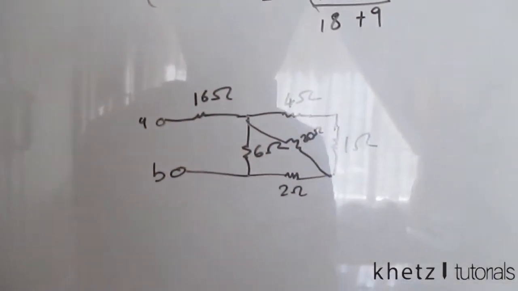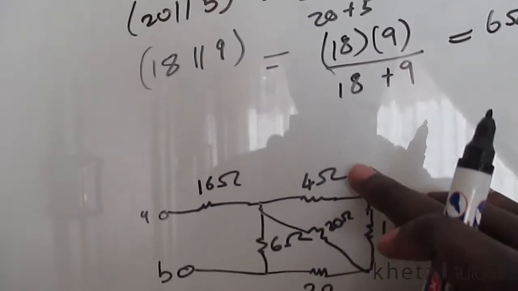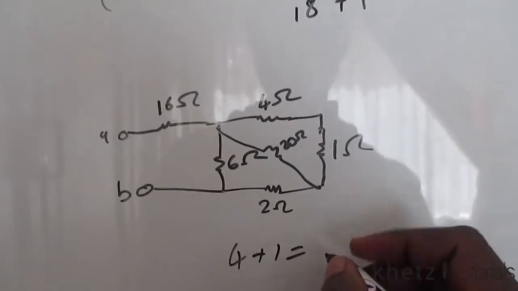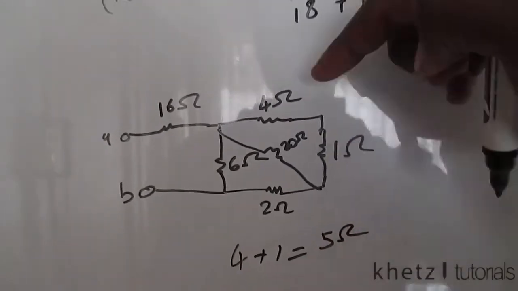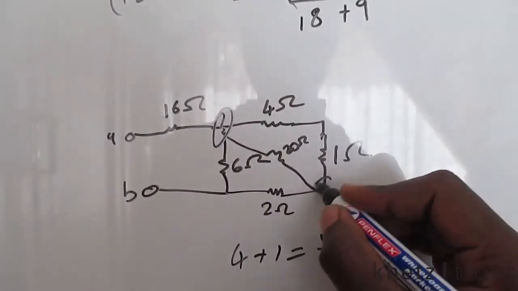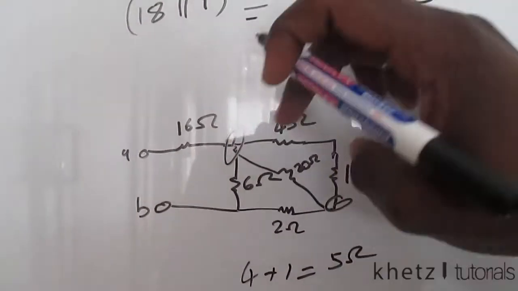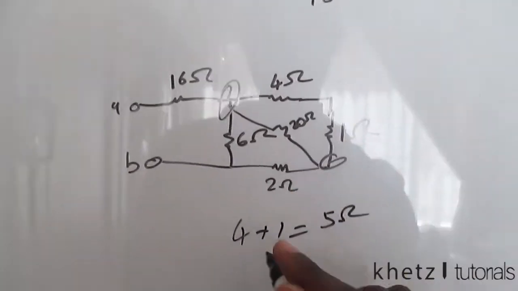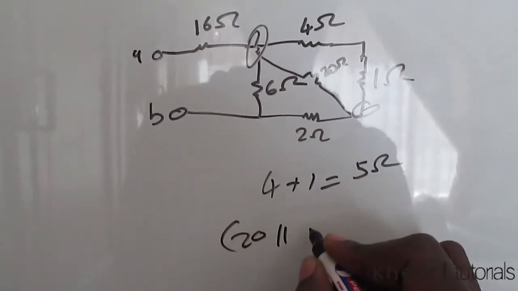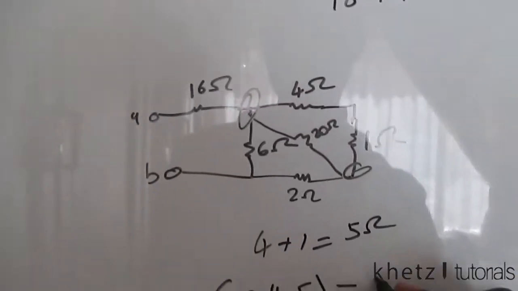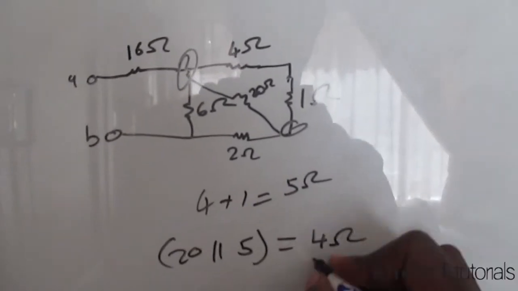So now you can say 4 and 1 are in series. So 4 plus 1 is the equivalent of those two, so we have 5 ohms. That 5 ohms is now in parallel with the 20 because it shares two nodes. So collapsing the 5 in parallel with 20, we have 20 in parallel with 5 again, which we found before as 4 ohms. So we can just take that answer from there.